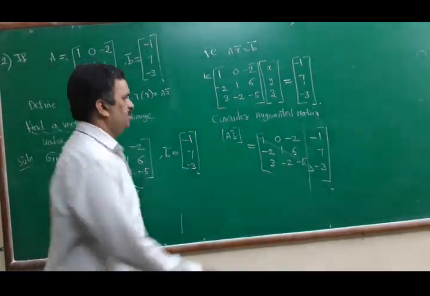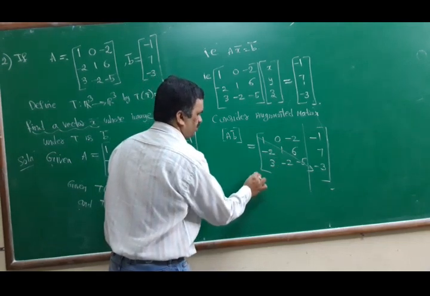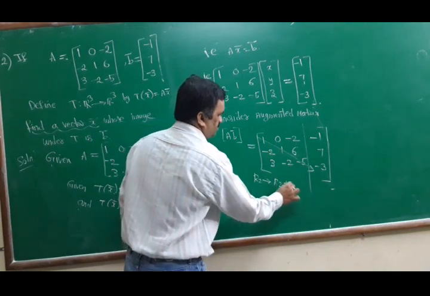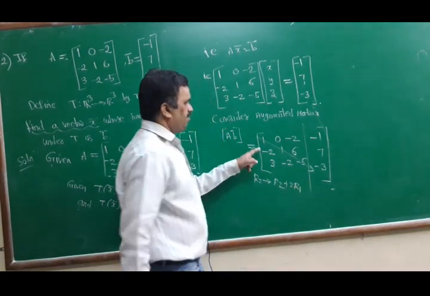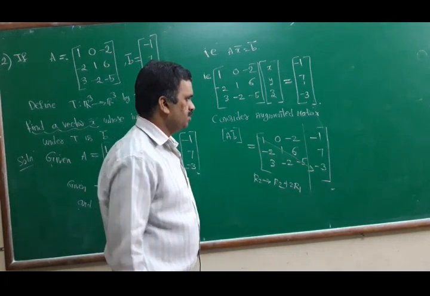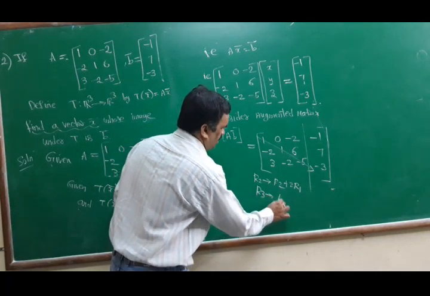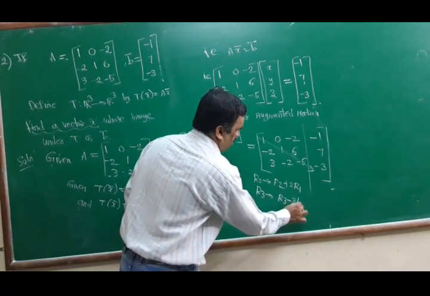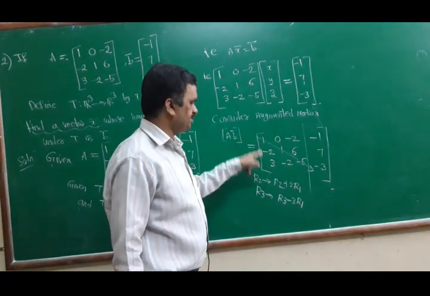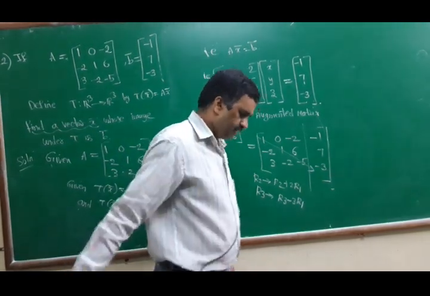Echelon form is nothing but making these places 0, and here also 0. R2 implies R2 plus 2R1: multiplying 2 by 1 gives 2, and minus 2 plus 2 is 0. I will do the complete row. Similarly, R3 implies R3 minus 3R1: 3 minus 3 times 1 is 0. So first, the row operations are on R2 and R3.